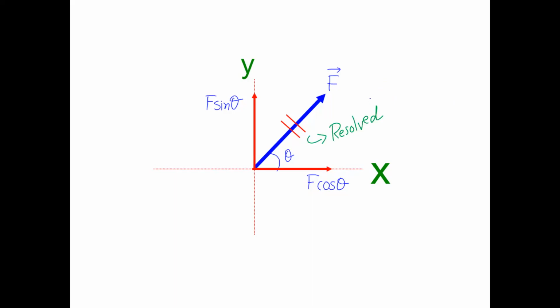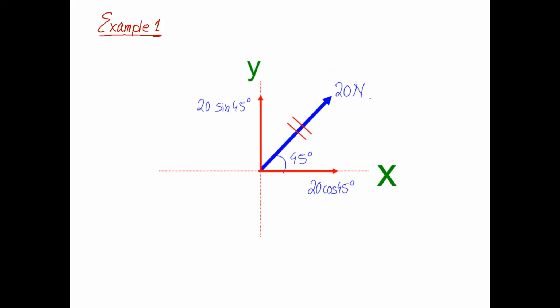Whenever you resolve a vector, you put a double line, a double cut. This double cut means that you have resolved the vector. So copy this double cut, write resolved. Done. Then we move forward to our example.